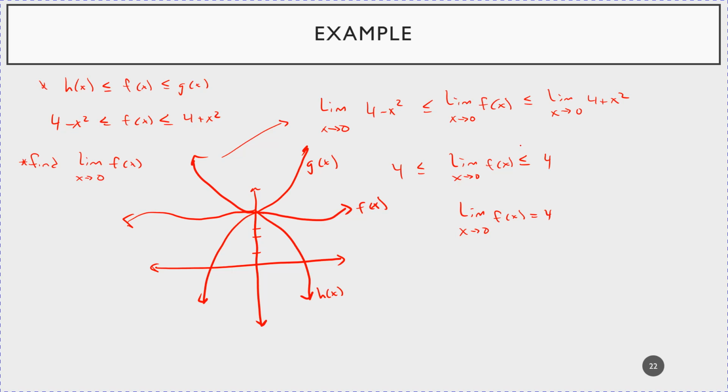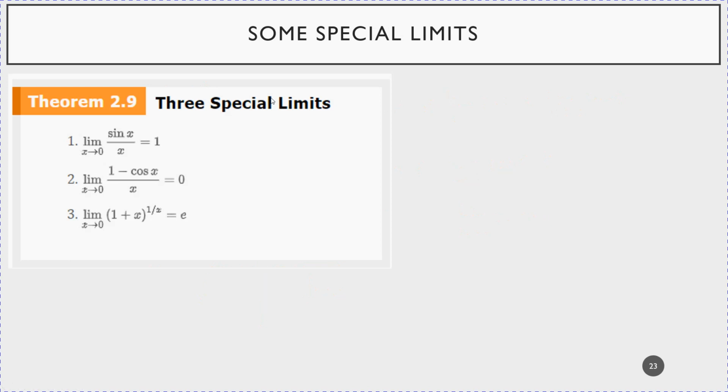All right, let's now look at some special trig limits. And I'm going to prove one of these for you here. These are three special trig limits that come up, or three special limits. The last one is not a trig limit. If you have the limit as x goes to 0 of sine of x over x, you'll notice that you get 0 over 0 when you plug that in. It turns out that the limit as x goes to 0 of sine of x over x is equal to 1. Okay, and the proof of this is in the text.